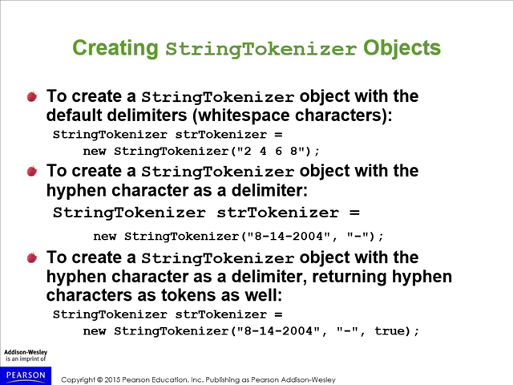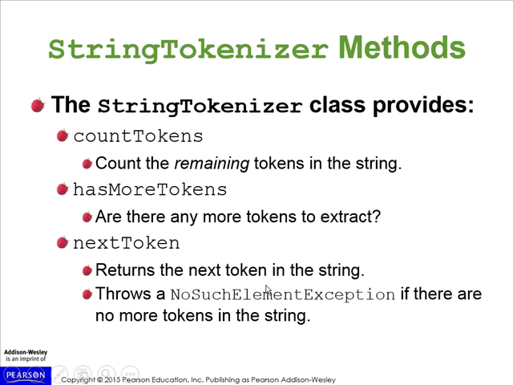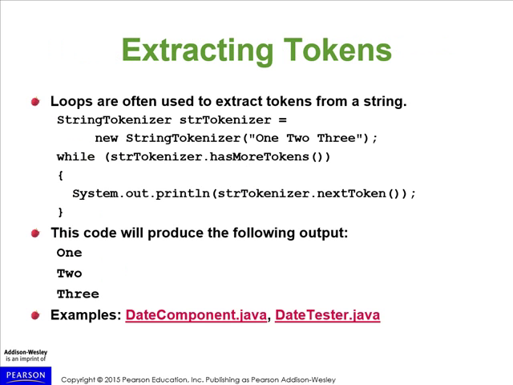So here's some of the constructors and ways that you can do tokenization. And they give examples in here. Again, here it would be spaces. Here it would be hyphens. You can count the number of tokens you have. You can check to see if you've got any more tokens. You can return the next token. There's a lot of different things that you can do with tokens.